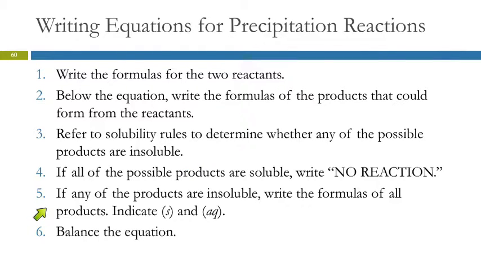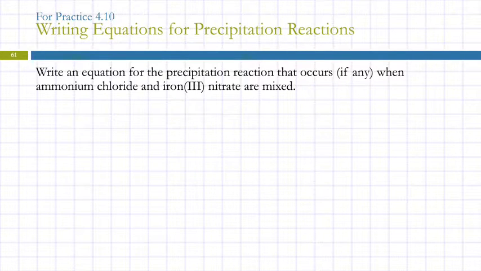If there are any that are insoluble, you need to write the formulas out and indicate which one's the solid and which one's aqueous, and then balance the equation. So those are the steps. Let's do a couple examples. Write an equation for the precipitation reaction that occurs, if any, when ammonium chloride and iron 3 nitrate are mixed.